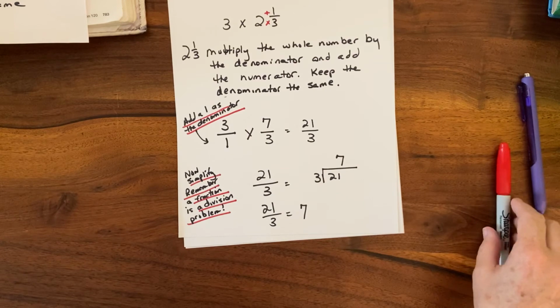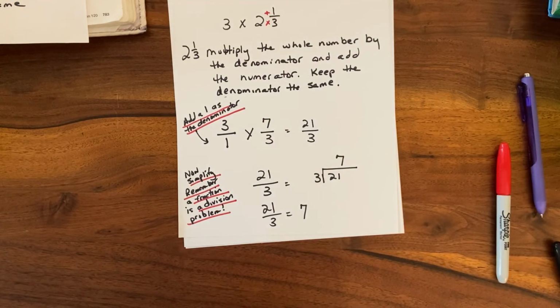Pretty simple stuff. The trick to remember is you cannot multiply or divide mixed numbers. You have to change them first. You think you can take some shortcuts, but you can't.